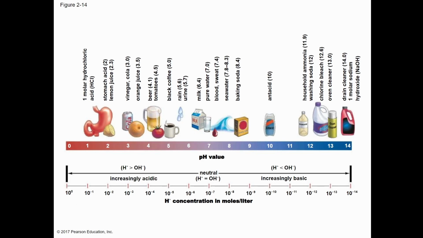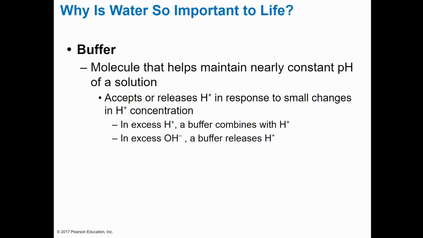And the pH scale is logarithmic. So something that has a pH of 1 is 10 times more acidic than something that has a pH of 2. So that brings us to buffers, and buffers generally exist as systems or a group of molecules that are trying to resist extreme changes or any change in pH. They're trying to help maintain a nearly constant pH of a solution.